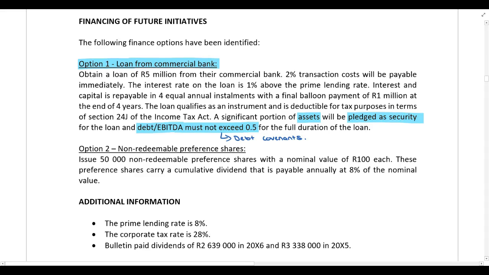Then the second financing option is non-redeemable preference shares. Issue 50,000 non-redeemable preference shares with a nominal value of 100 Rand each. These preference shares carry a cumulative dividend that is payable annually at 8% of the nominal value.